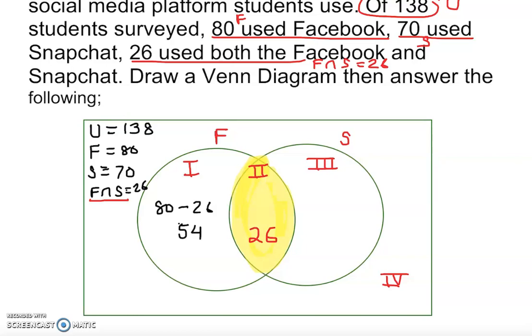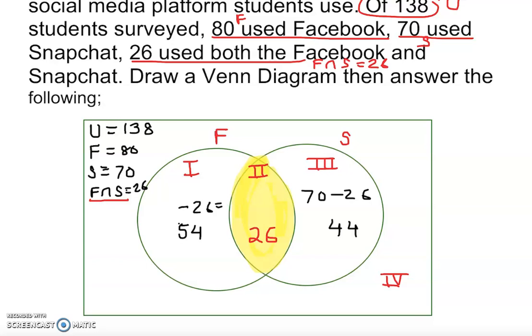That should give us 54. We do the same thing on the right side. Snapchat, how many? 70. Total 70, take away 26. So 70 take away 26 should give us 44. We are ready now.